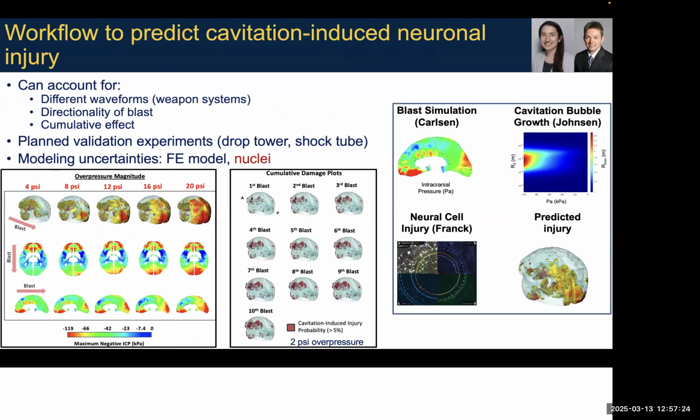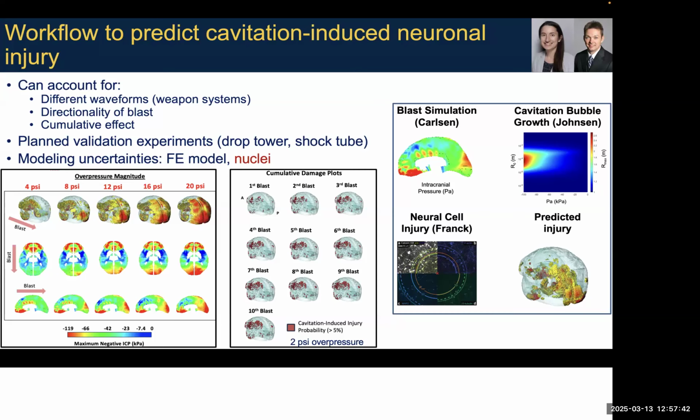What I will say is that there are still tremendous uncertainties at this point. One is nuclei, and this is why we care about nucleation: I have no idea what the nuclei sizes are in the brain. I don't think anyone really does. I don't think this is something that has been measured.